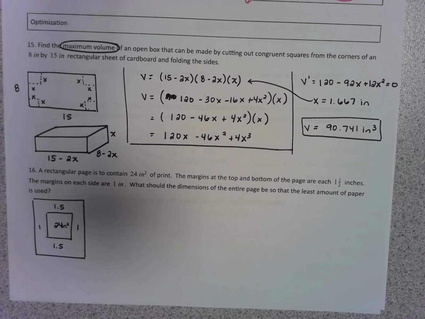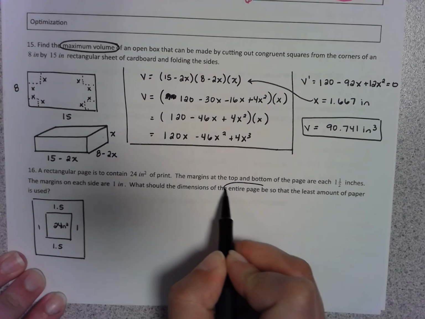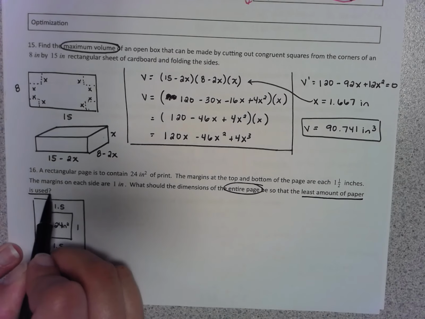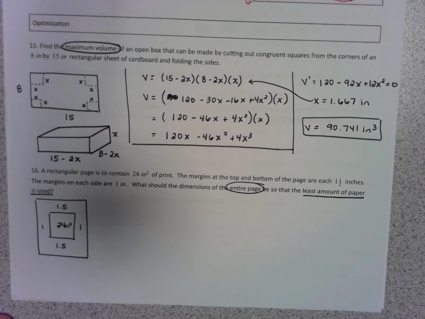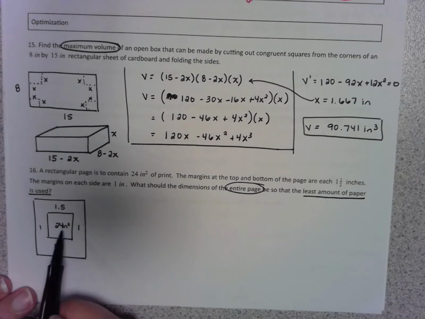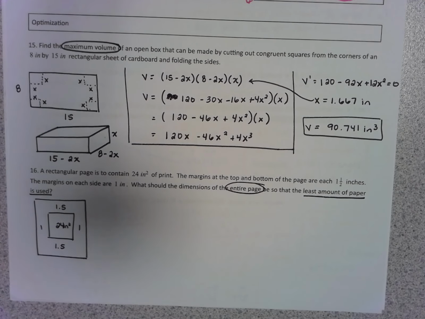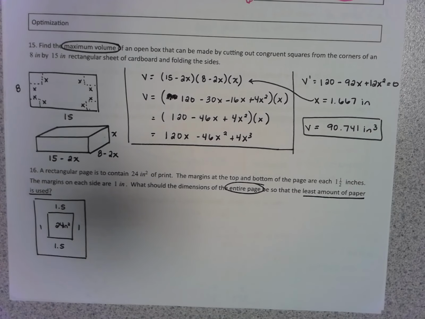Now it says, what should the dimensions of the entire page be so that the least amount of paper is used? Now the idea here is I want the dimensions of the entire page, but I want to use the least amount of paper possible. So we're going to take two things into account. We're going to take into account that we know the interior size, and we're going to take into account that we have this bigger paper that includes the margins around it.